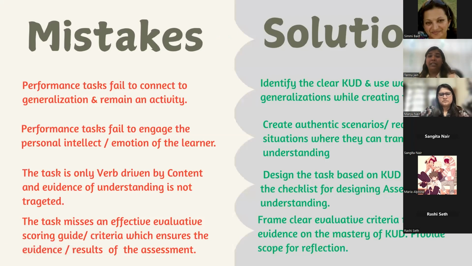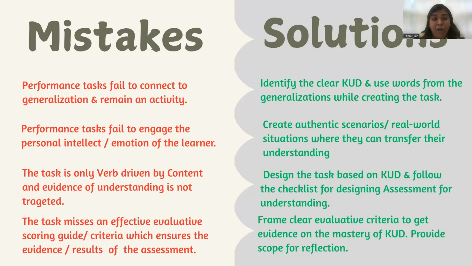Next is, what are the mistakes we usually make and what could be the possible solutions. If the performance task fails to connect to generalizations and remains an activity, what we really need to do is identify the clear KUD, use words from the generalization or from your conceptual statement, and then create the task. So you will not miss that.